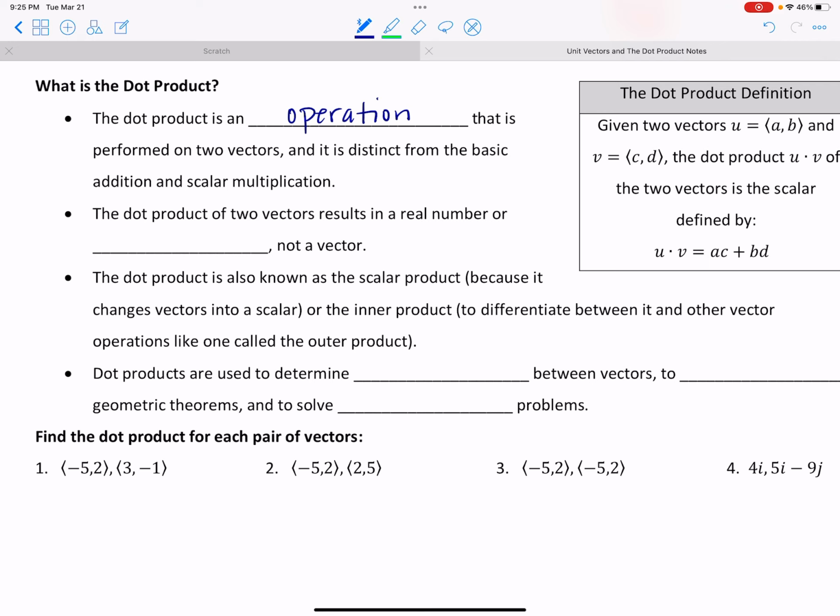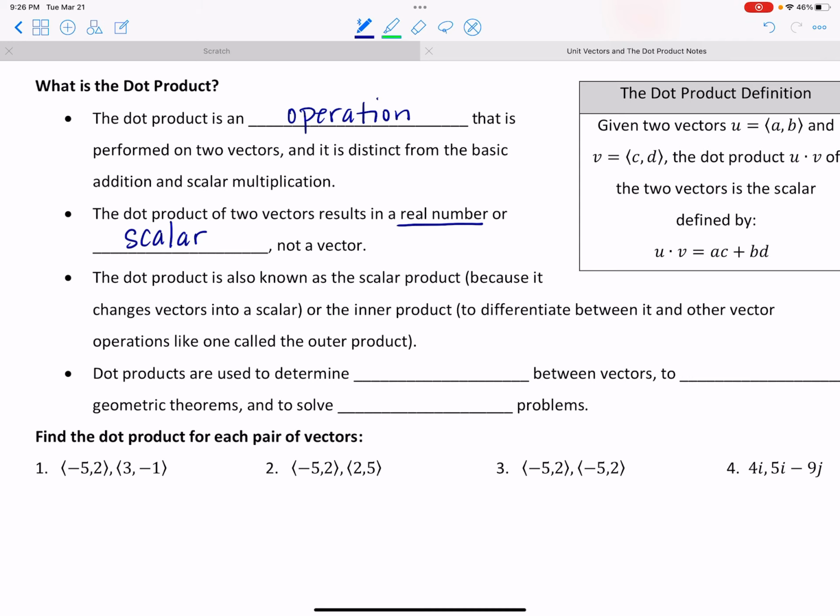This operation, this dot product operation, doesn't produce a vector. It produces a real number, which we're going to call a scalar, right? It produces some real number, so we get an actual numeric value instead of a vector. Because that happens, we sometimes call our dot product the scalar product. And then there's another vector operation called an outer product, which is a bit similar, but we want to distinguish between those two, this dot product and that outer product. So sometimes we call this one the inner product, being different from later you might see something called an outer product. We're not going to do that, but just for reference, there's some other names for our dot product.